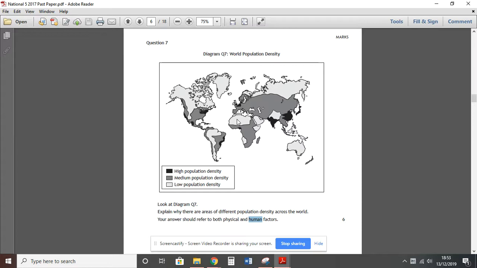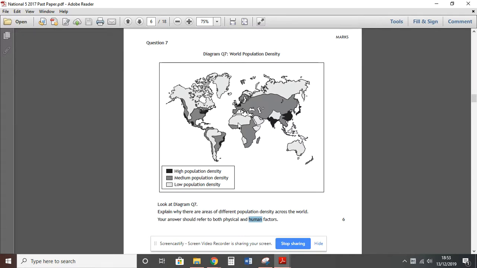So let's just explore some 7 or 8 reasons, and I'll split them into physical and human, giving you 4 of each. So, common physical reasons. There are far fewer people living in, for example, the Sahara Desert. First of all, because extreme temperatures make human habitation very difficult. It's difficult for people to survive in such hot temperatures.